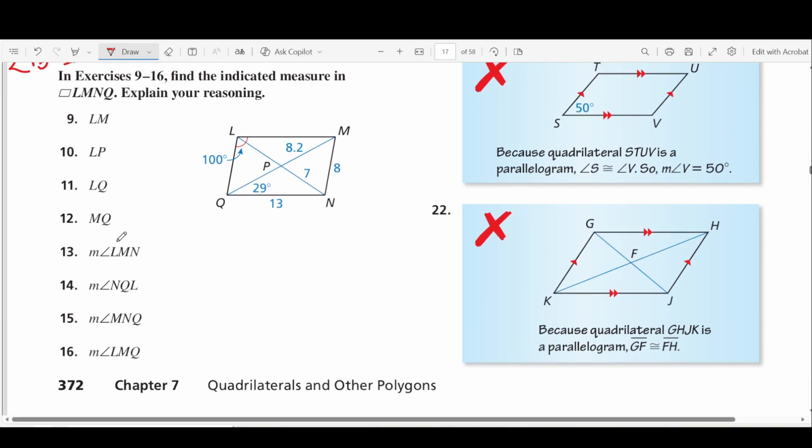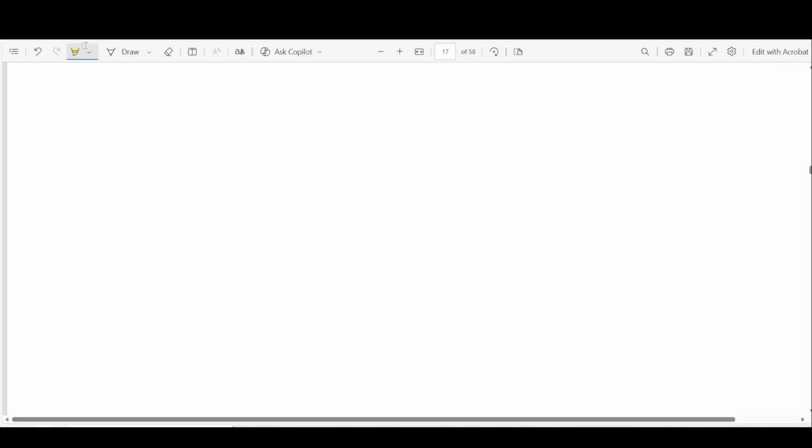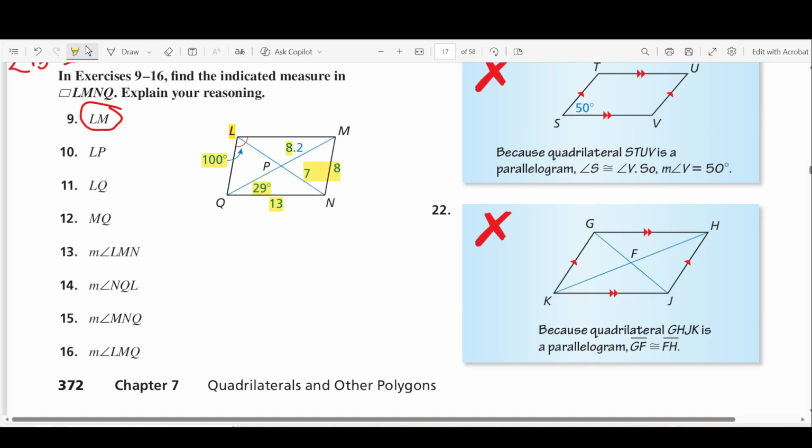And now from question number 9 to 16. In the first question, we need to find LM. LM is this, right? What do you think is the length of LM? This side. Yes. How much is LM?